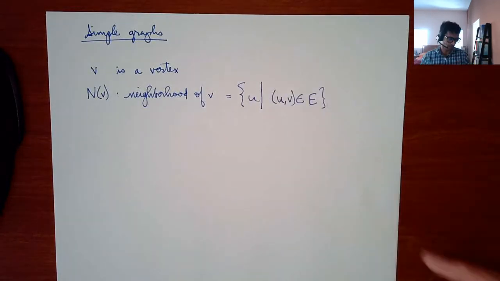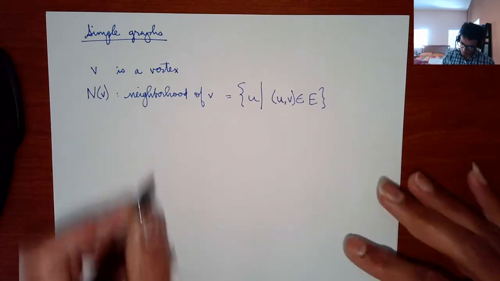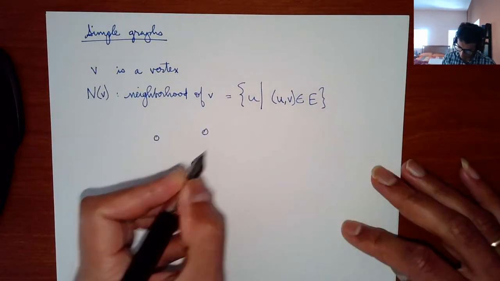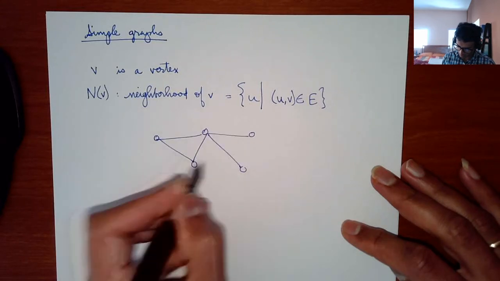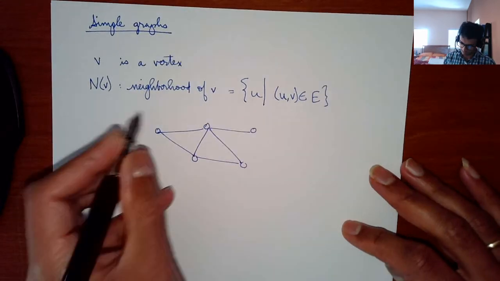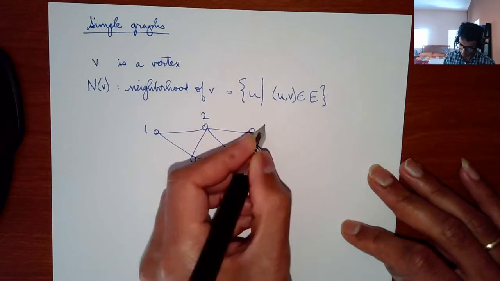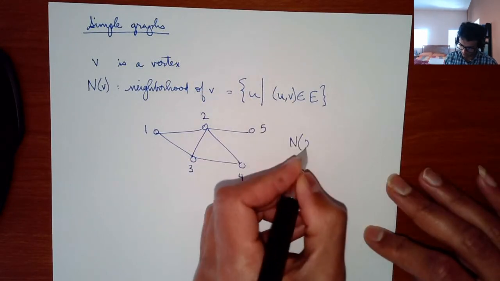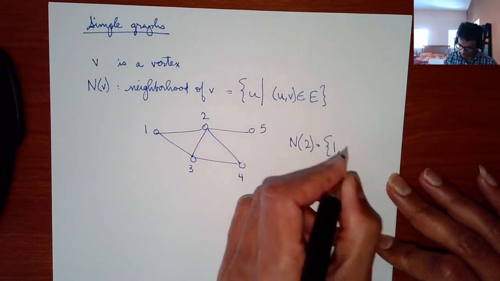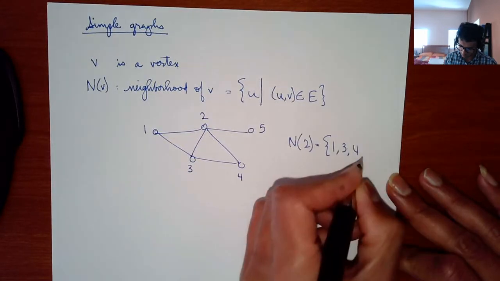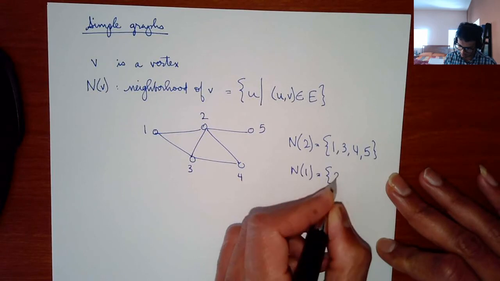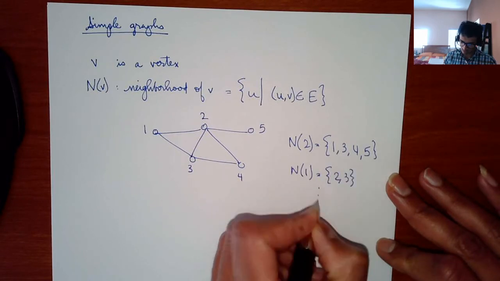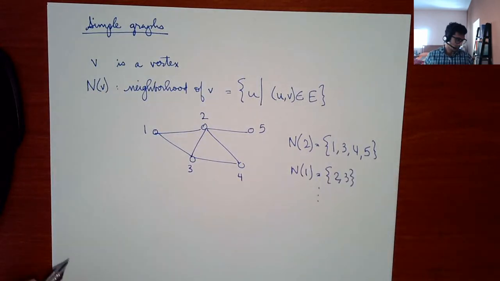All the neighbors. Okay, so for example, if I were to draw this graph here, the neighborhood of the vertex 2 is 1, 3, 4, 5. The neighborhood of 1 is 2 and 3, so on and so forth. Right? You can write all the neighborhoods.